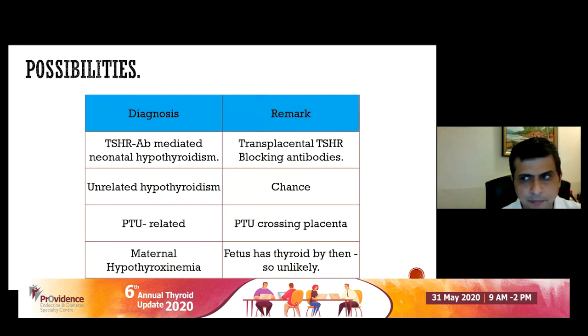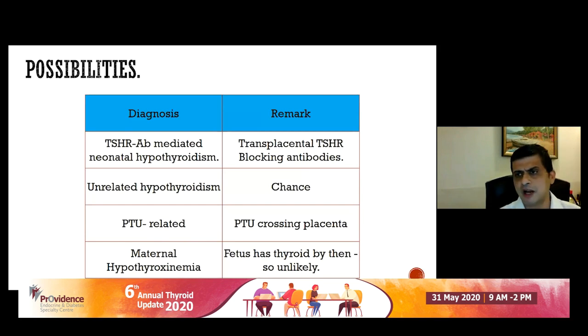So there are some possibilities that could have happened in this mother who had thyrotoxicosis and the newborn who had hypothyroidism. One possibility could be that TSH receptor antibody mediated neonatal hypothyroidism may have occurred because the mother may have had transplacental TSH receptor blocking antibodies which crossed the placenta, and the baby got hypothyroidism. Second, there is a chance effect. Hyperthyroidism is common, hypothyroidism is common.